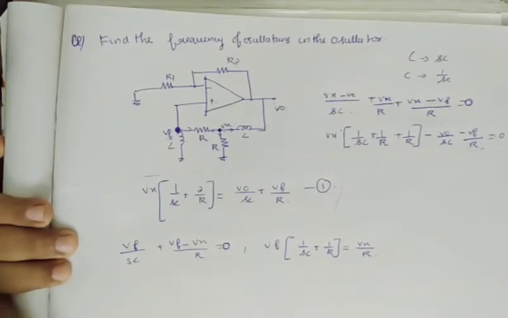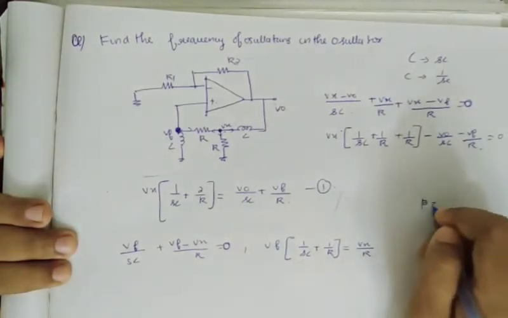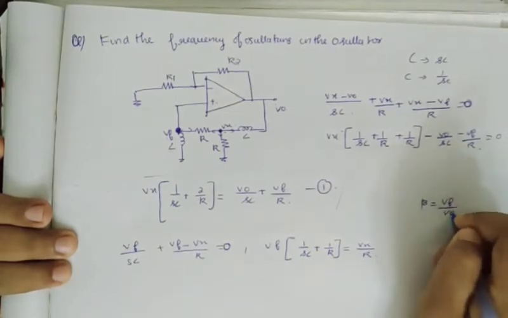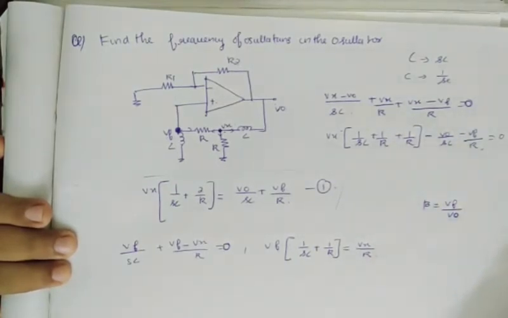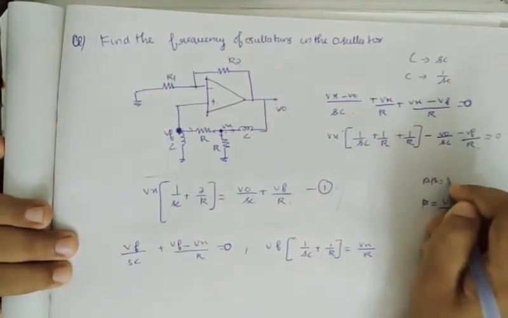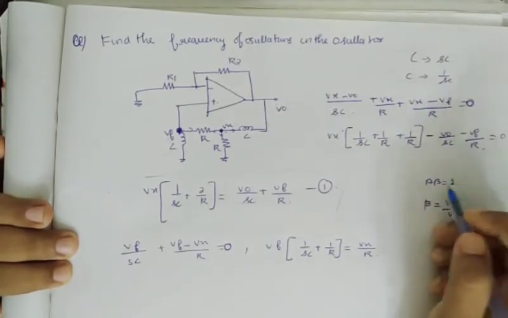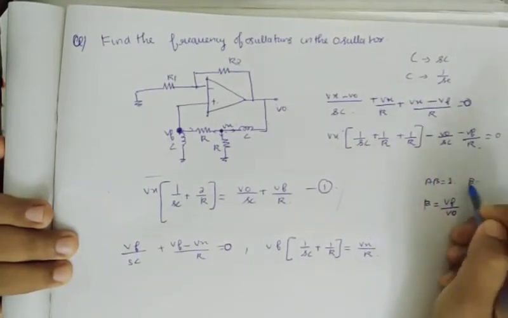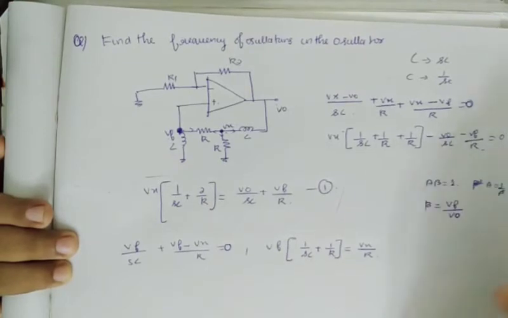And now we have to find out beta. So what is beta? Beta is equal to Vf divided by V0. That is the feedback gain. If you get the feedback gain, we can find out the open loop gain, because A beta is equal to 1 for oscillation, and A is equal to 1 divided by beta. Then we can calculate the frequency of oscillation. So first of all, we have to find out Vf divided by V0.